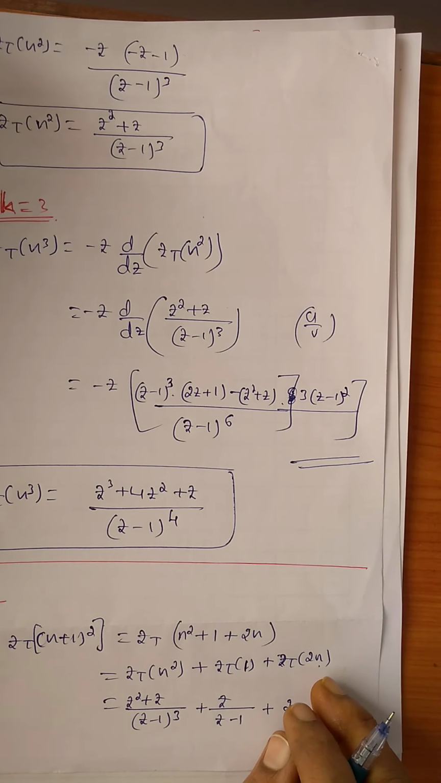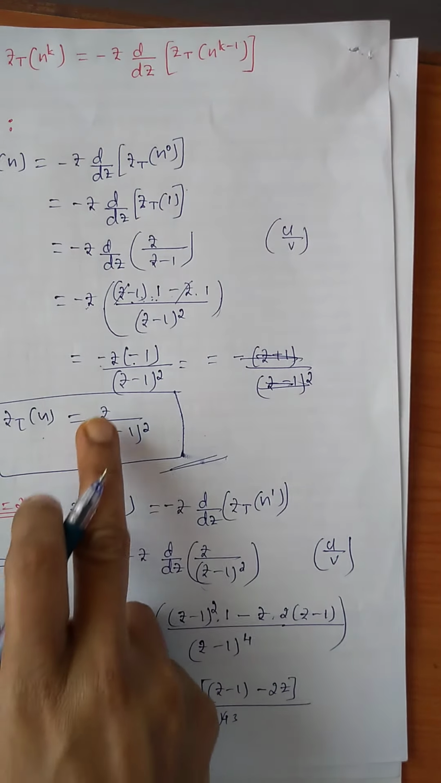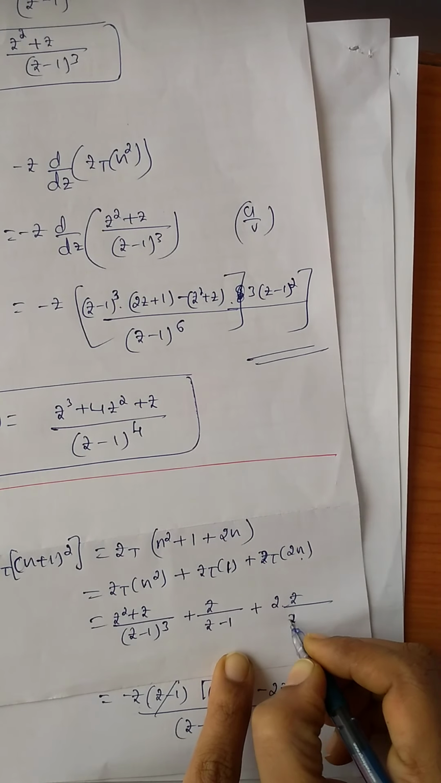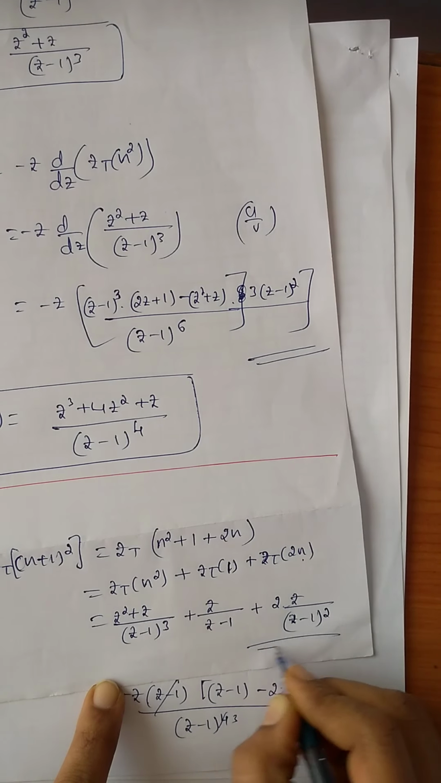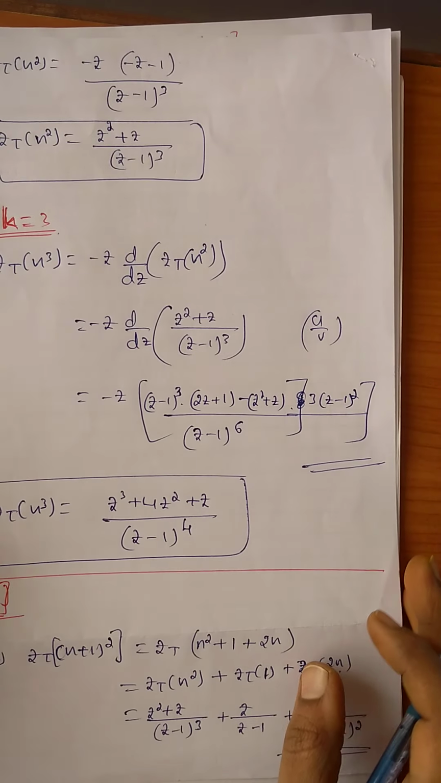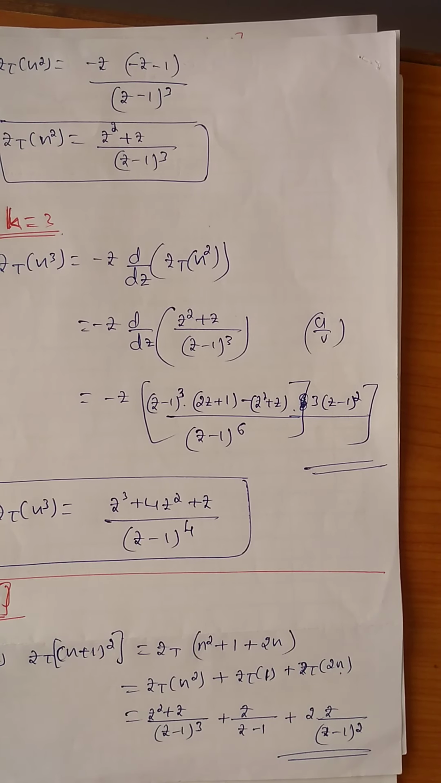From the last sheet I have explained the z transform of n, we got z by (z minus 1) whole square. Just substitute it here. This is the answer for the z transform of (n plus 1) whole square. Okay students, using this way we can find the z transform of any polynomial term: (n plus 1) whole square, (2n minus 1) whole square, or (n plus 1) whole cube. Just before applying the z transform, first simplify the function, then for each term apply the z transform formula.